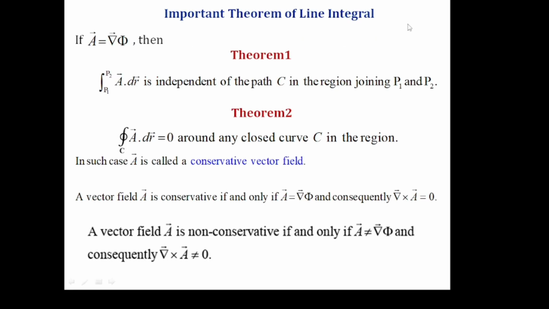Now coming back to this theorem. For conservative forces, the line integration from P1 to P2 of A dot dr is independent of the path and only depends on the initial and final points of the vector. And the closed line integration is always 0. That means suppose a vector is conservative, then A is equal to del phi. So del cross A is 0, and the A vector is also called an irrotational vector.